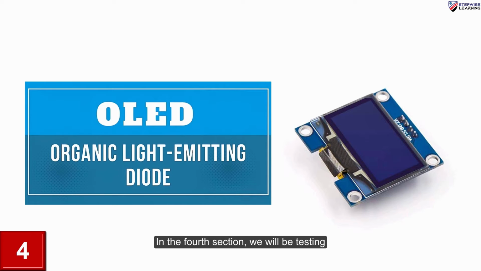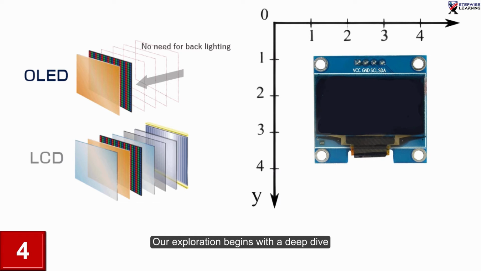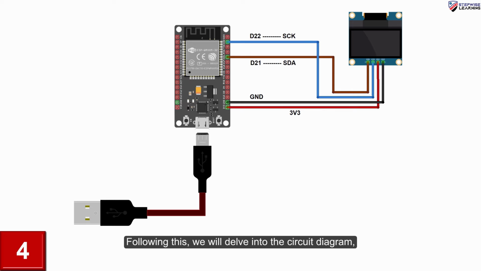In the fourth section, we will be testing the last module of our project, the OLED display. Our exploration begins with a deep dive into the OLED display's mechanics and operations. Following this, we will delve into the circuit diagram, illustrating how to seamlessly connect it with ESP32.